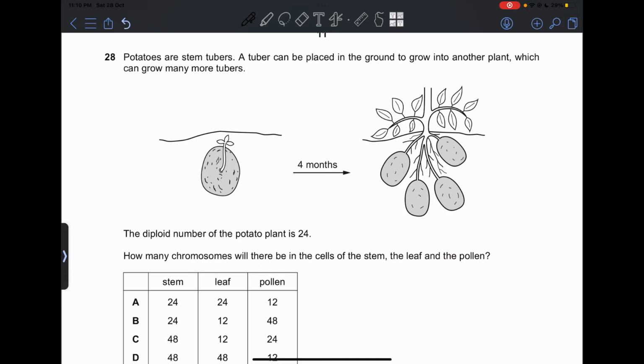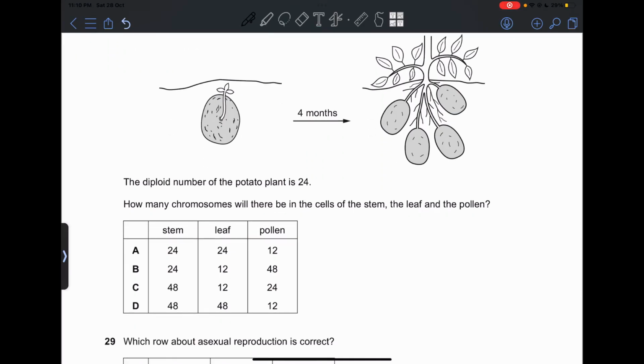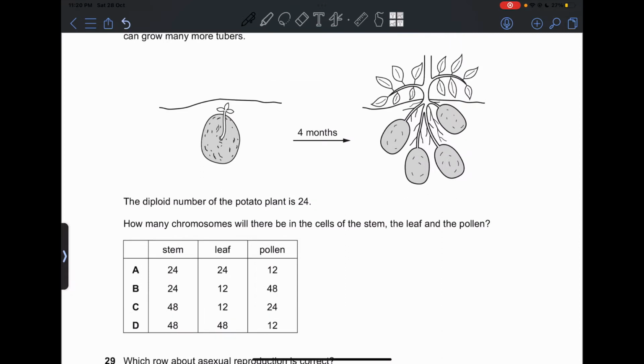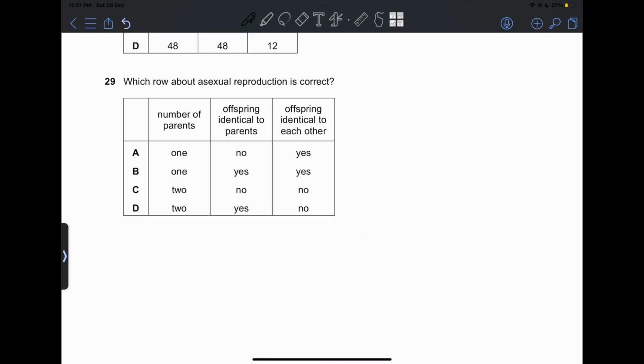Potatoes are stem tubers. A tuber can be placed in the ground to grow into another plant, which can grow many more tubers. The diploid number of potato plant is 24. How many chromosomes will be there in the cells of the stem, the leaf, and the pollen? We know that the pollen is a sex cell, so it will have the haploid number, which is 24 divided by 2, or half of the 24, which is 12. The rest of the cells will contain the normal diploid number, so our answer is going to be A.